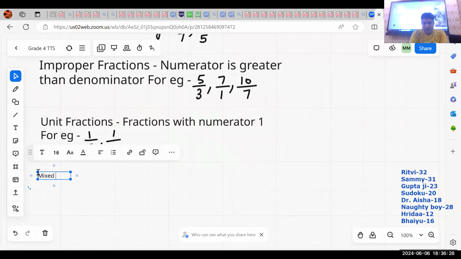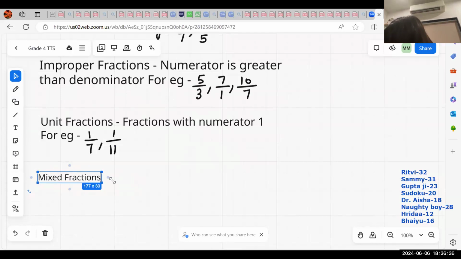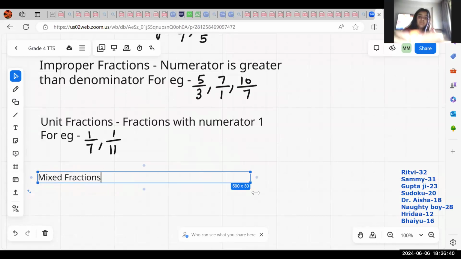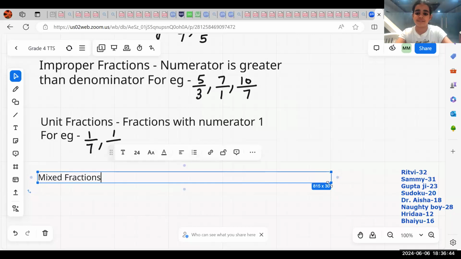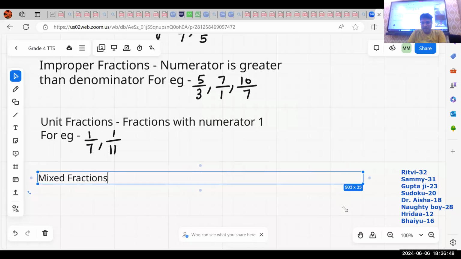Next is mixed fraction, beta. Can you please tell every number? Wait. Sir, mixed fraction mixes itself up in a whirl. Yes, beta. Very good. You can write the same thing in the exam also.